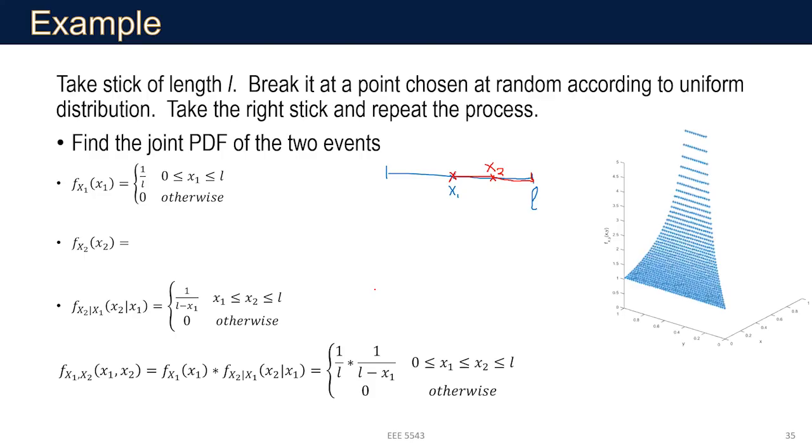If we were to plot this joint distribution, it would look something like that, with x1 being represented by x and x2 being represented by y. And the marginal would be this integral.